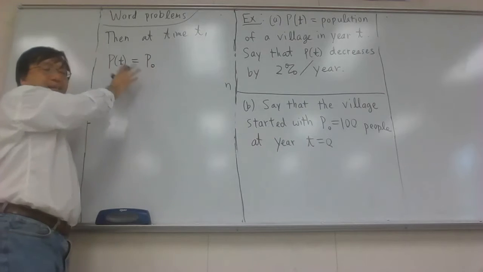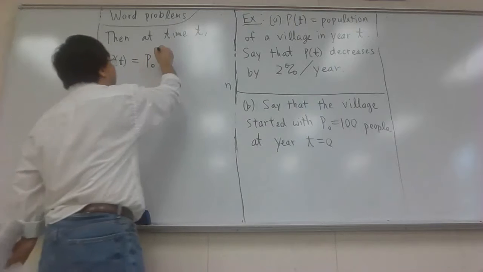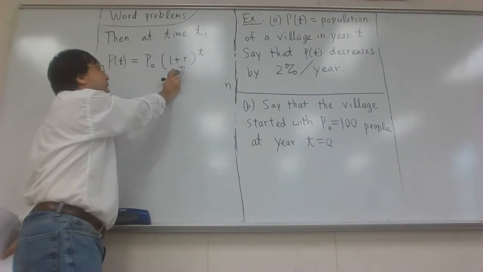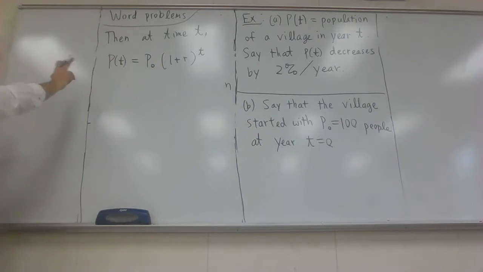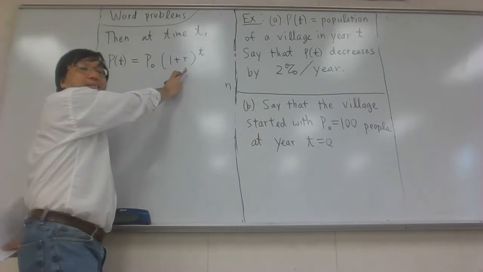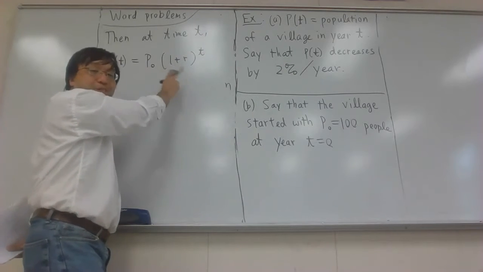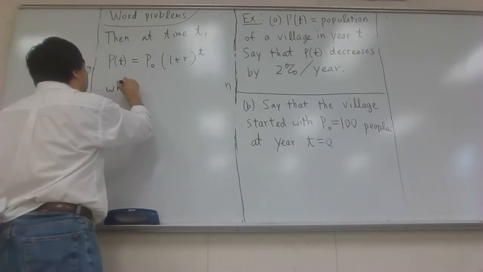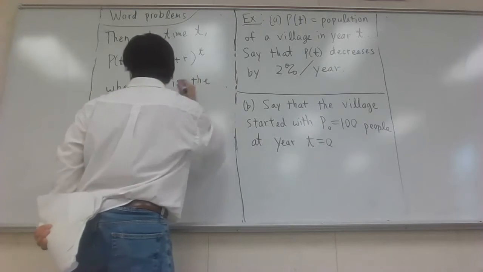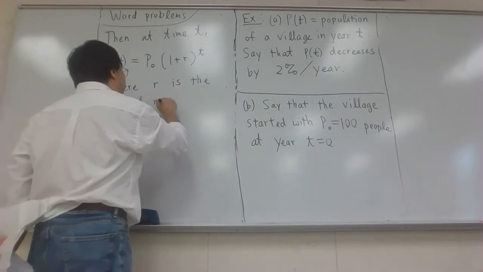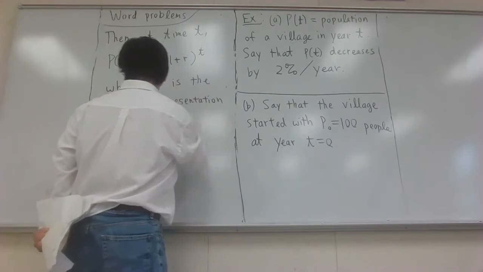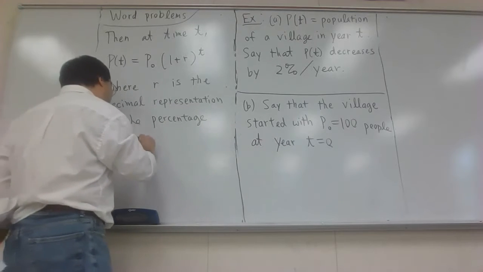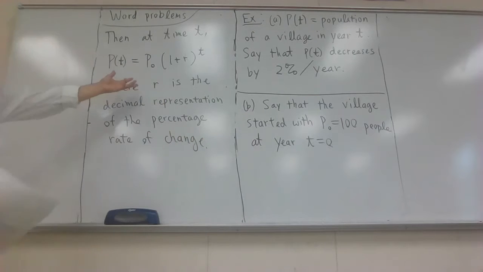P naught, and we know what P naught is. It's the initial quantity which I just erased, times (1 plus r) to the power of t. But what's r? Remember, we knew how the quantity changed: it changed by a certain percentage per unit time. R is the decimal representation of that percentage rate of change.